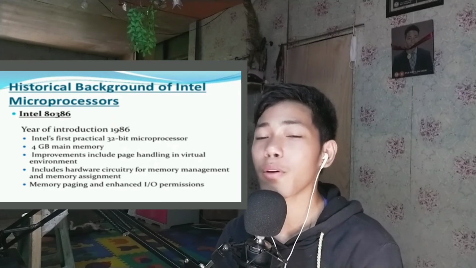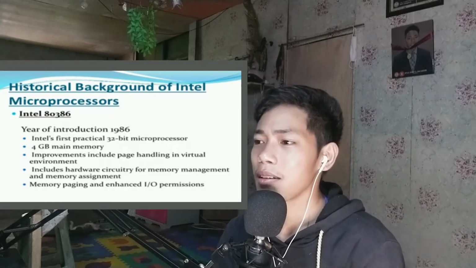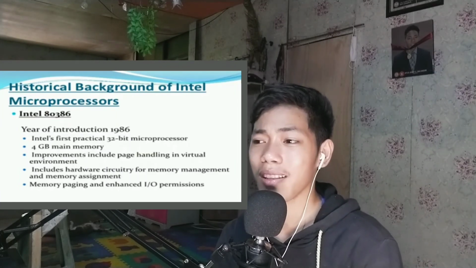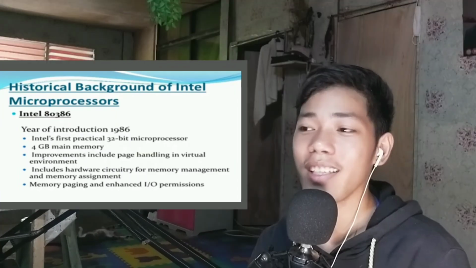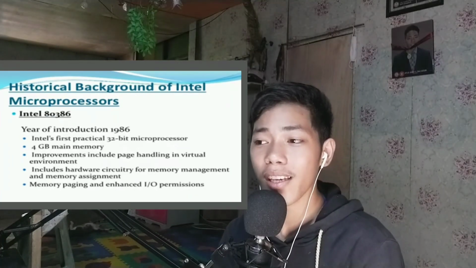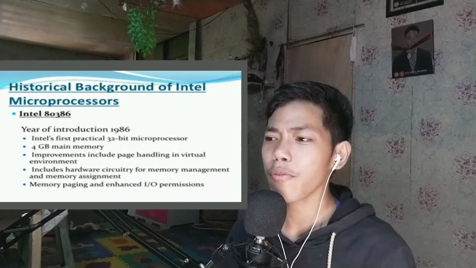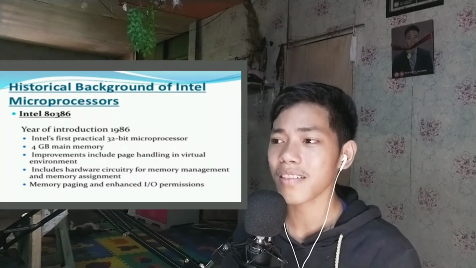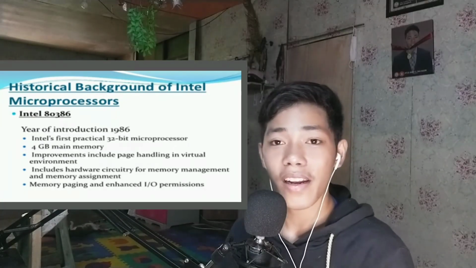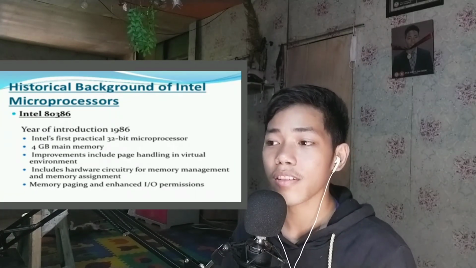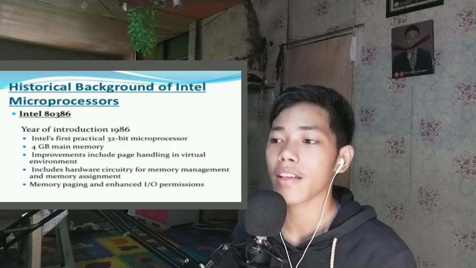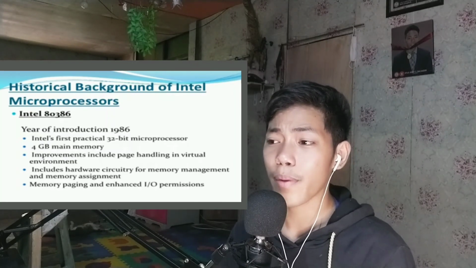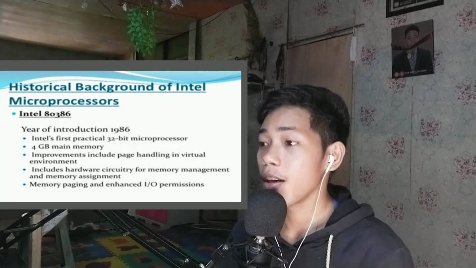Compared to before, when we had 4-bit and 8-bit microprocessors, now we got this 32-bit in 1986. It has 4 gigabytes of main memory, and improvements include page handling in a virtual environment. So a virtual environment exists in this year, 1986. It includes hardware circuitry for memory management and memory assignment. And last is memory paging and enhanced input-output permission.